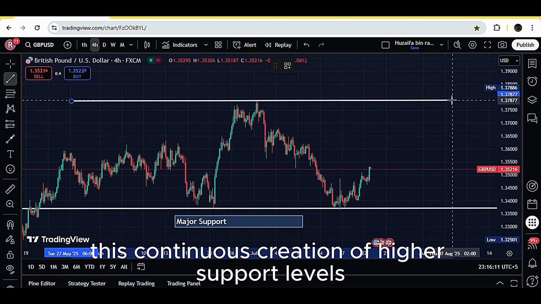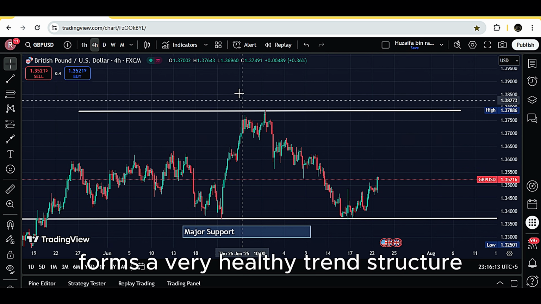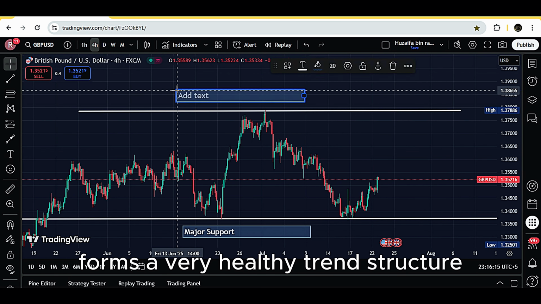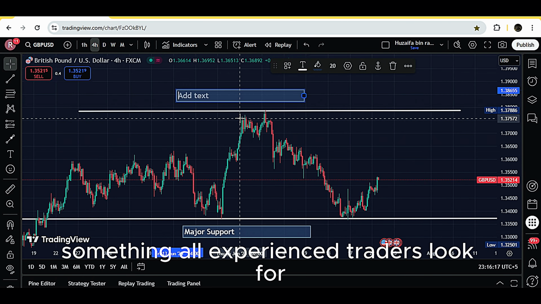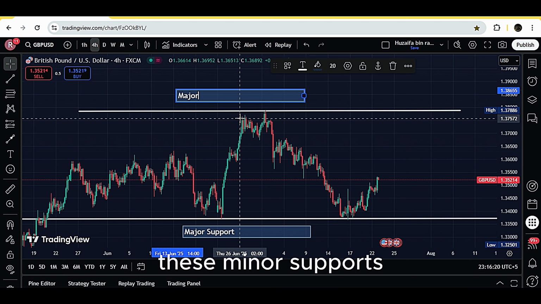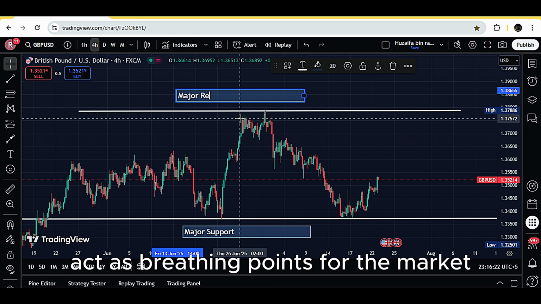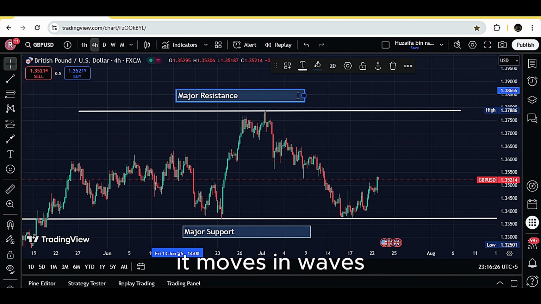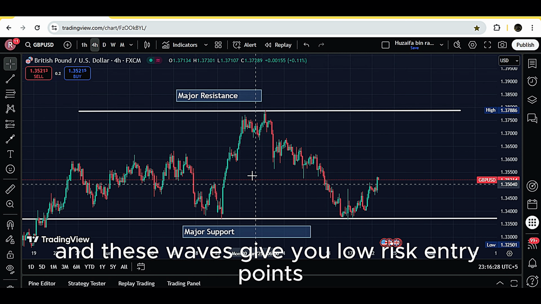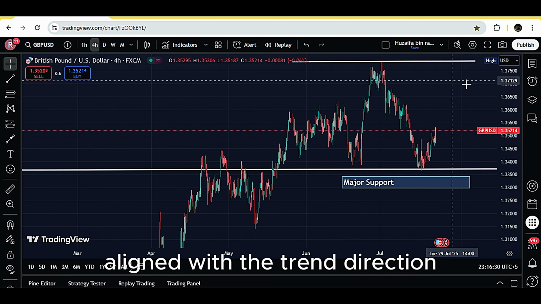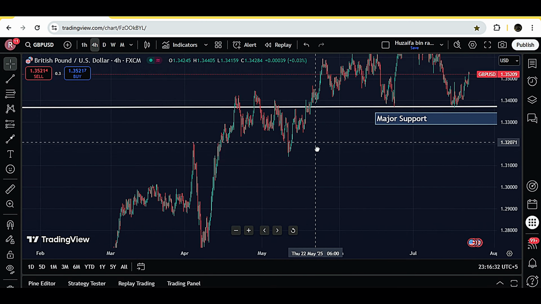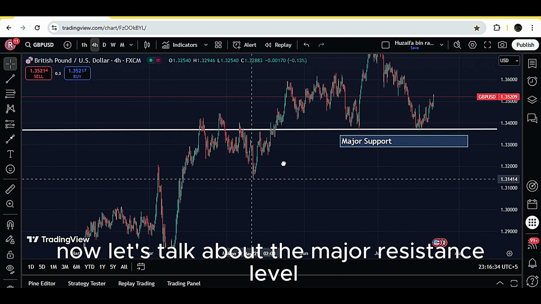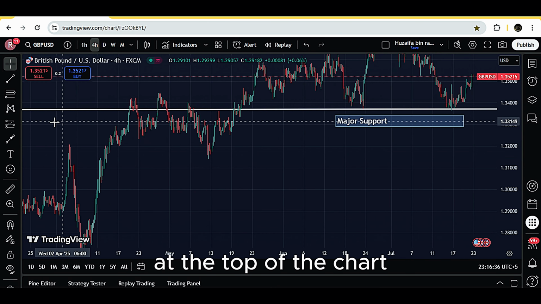This continuous creation of higher support levels forms a very healthy trend structure, something all experienced traders look for. These minor supports act as breathing points for the market. Price doesn't move in a straight line, it moves in waves, and these waves give you low-risk entry points aligned with the trend direction. Now, let's talk about the major resistance level at the top of the chart.